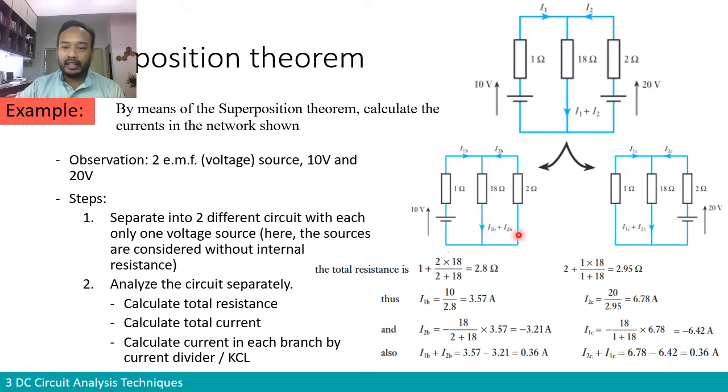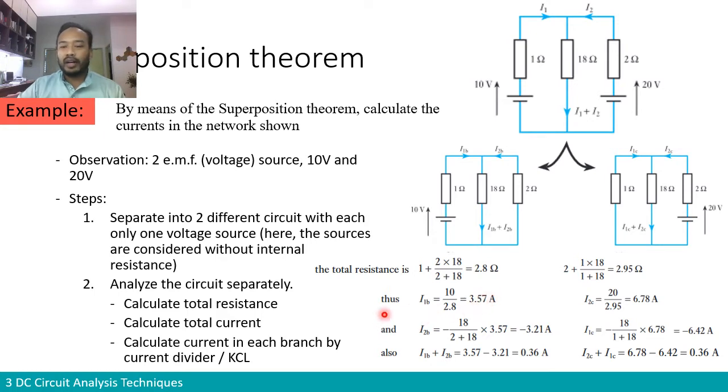In the first analysis, we can see that the resistors can be simplified into an equivalent resistance. The 2 ohm and 18 ohm are in parallel, and when you combine them, they are in series with the 1 ohm. So the total resistance is the 1 ohm plus the 2 and 18 ohm in parallel, and you get an equivalent resistance of 2.8 ohm. Once you have the equivalent resistance, the 10 volt is supplying voltage to the 2.8 ohm equivalent resistor. Therefore, you can calculate I1B. I1B is 10 volts divided by the equivalent resistance of 2.8, and you get 3.57 amps.